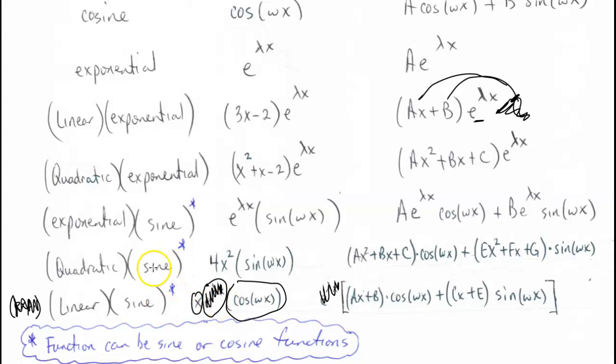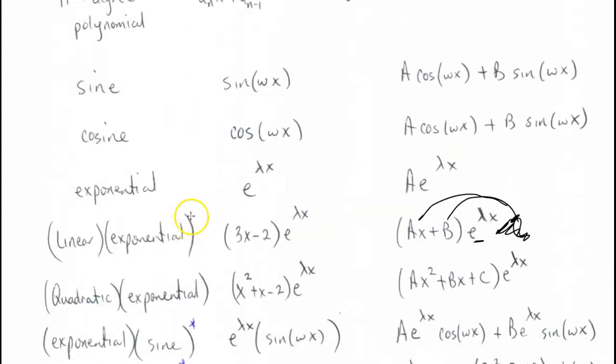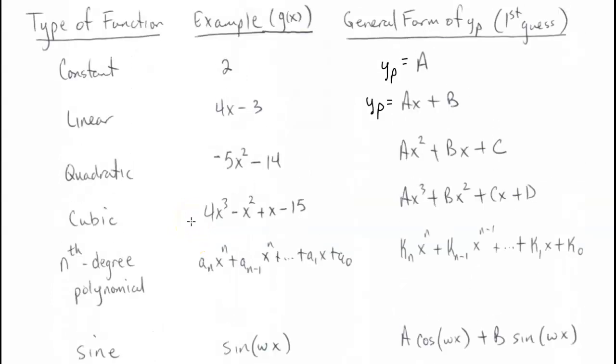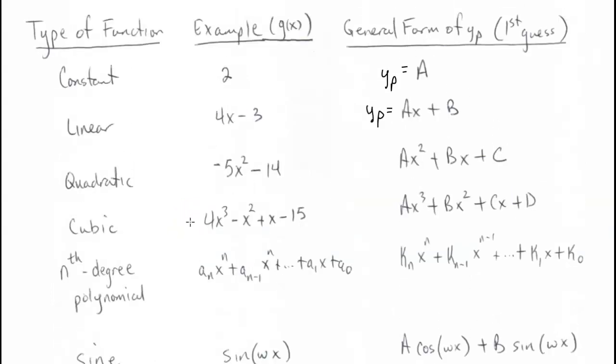The whole point of this chart, again, is that for my initial guess on what my particular solution will be, if my y sub h and my g of x don't have any common terms between these two, I just take the suggestion for y sub p that I have here and run with it.